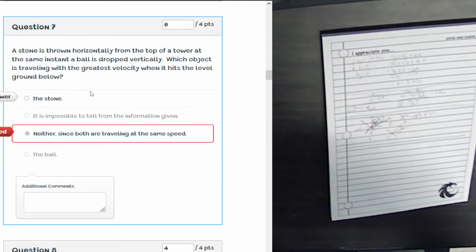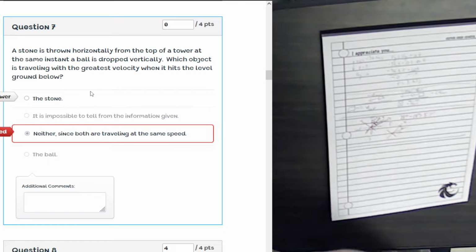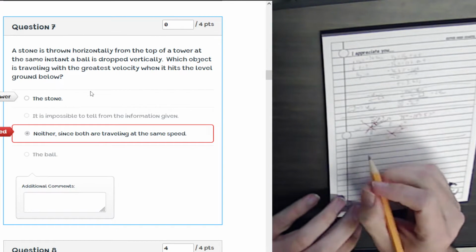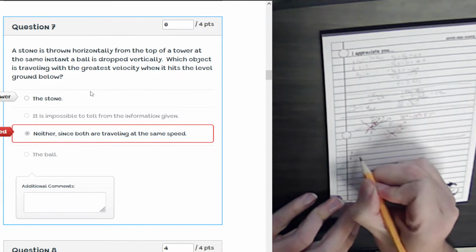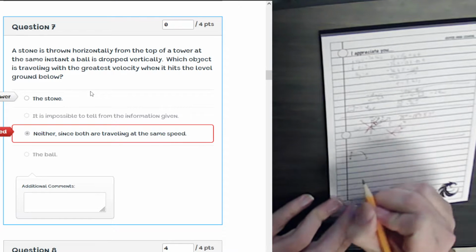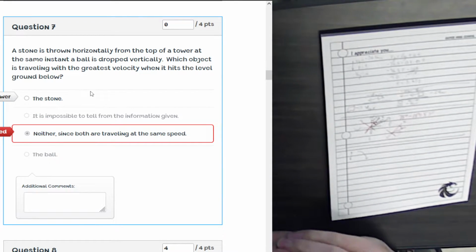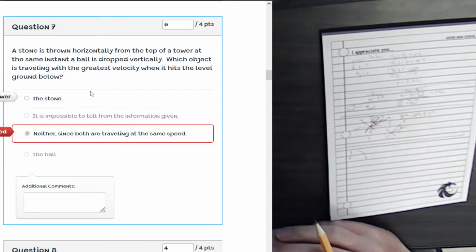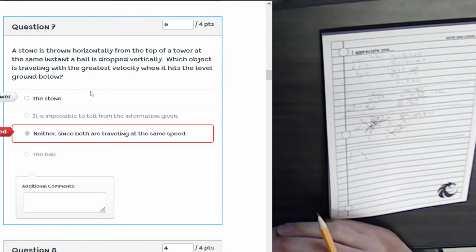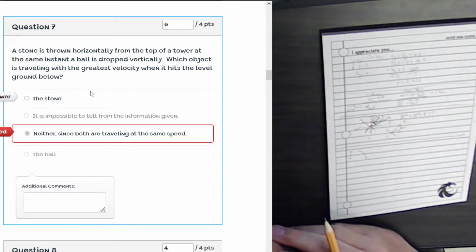So a stone is thrown horizontally, same instant a ball is dropped vertically. So one's going to go straight down, the other one's going to go hit the ground. Now, if they're dropped from the same height, they will land at the same time. It's because gravity will accelerate everything the same. But it asks which one is going the fastest.